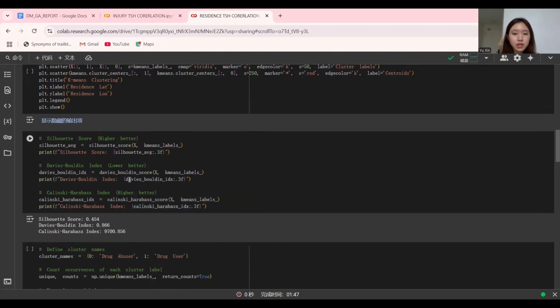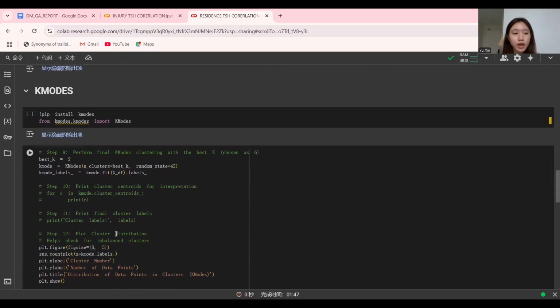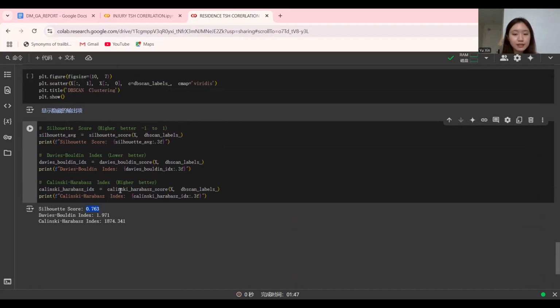For residence location, K-means again shows strong performance with a silhouette score of 0.454 and a DBI score of 0.866 and a chi-score of 9700.856, maintaining a good balance of compactness and separation. K-medoids performed poorly with a silhouette score of negative 0.167 and a DBI score of 1.581 and a chi-score of 125.677, confirming weak clusters.